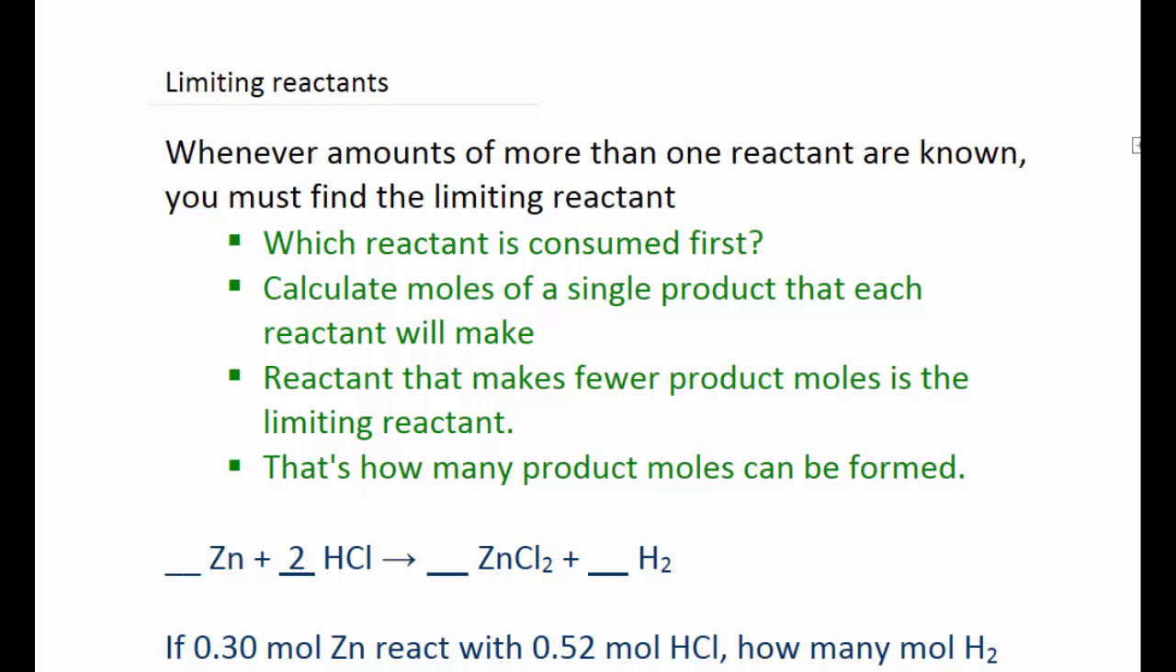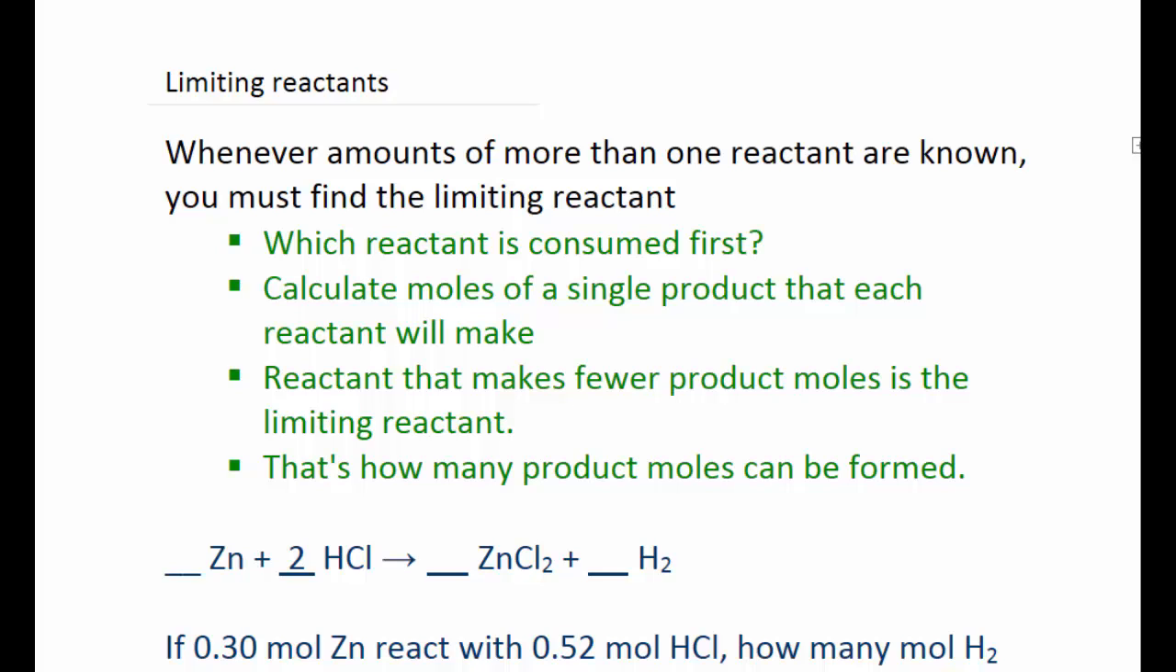Where you have to do a little more work is if you're given amounts of more than one reactant. We have to find which is the limiting reactant in that case. So we need to answer the question, which reactant is consumed first? Because of the way chemical reactions work, they work as just sort of assembling pieces together, and as soon as any one reactant runs out, then the reaction stops. So the reactant that runs out ends up being the one that determines how much product can be formed. And everything else is in excess. Everything else just sits there.